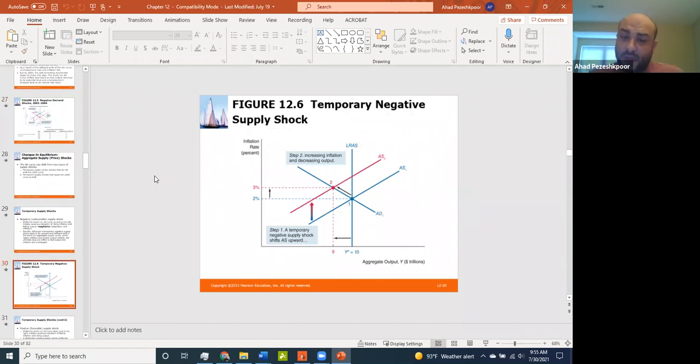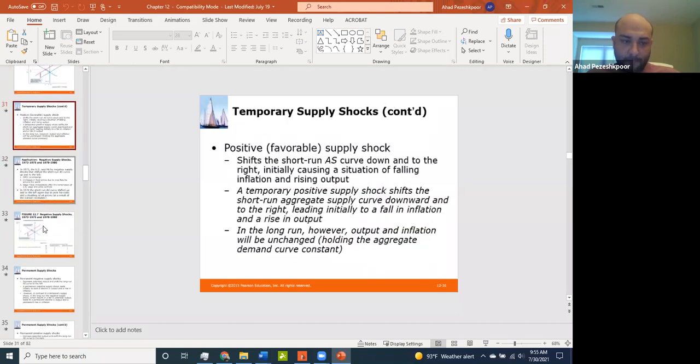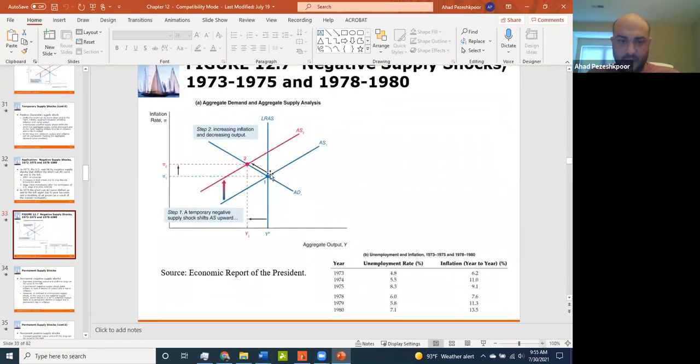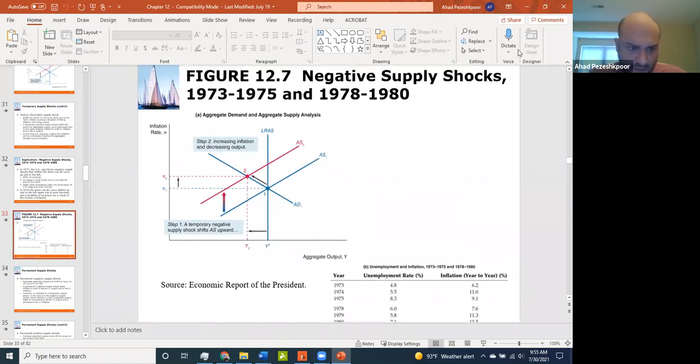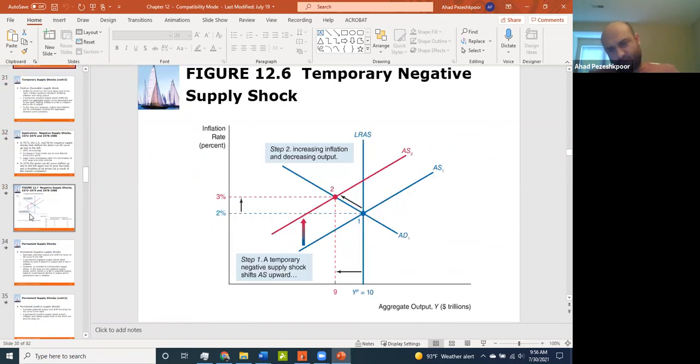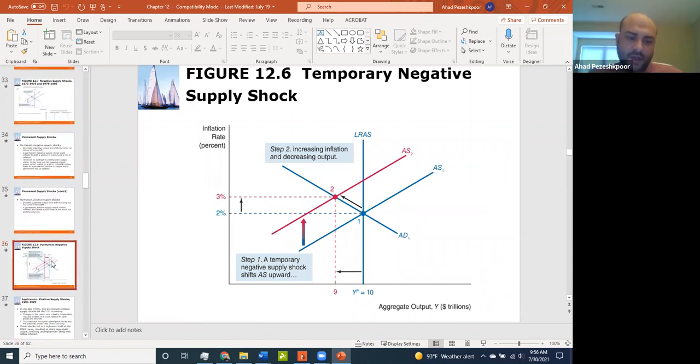So, a temporary negative supply shock: the curve moves, and you will move to a new short run equilibrium here. And of course, your long run supply curve doesn't change. A positive shock, something like this here, you can see that this is not a positive shock. Yep, this is a negative shock still. There's a positive shock example. A positive shock curve would shift to the right. Supply curve will shift to the right.